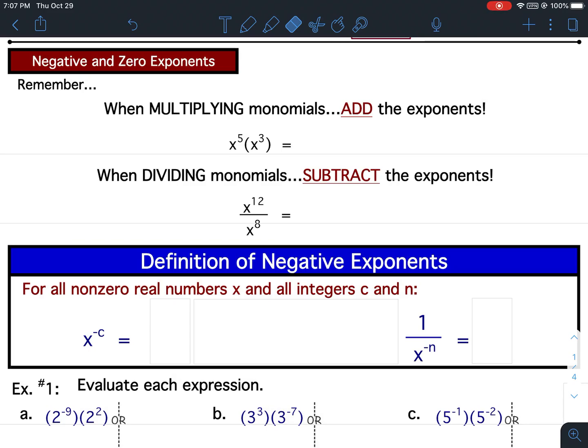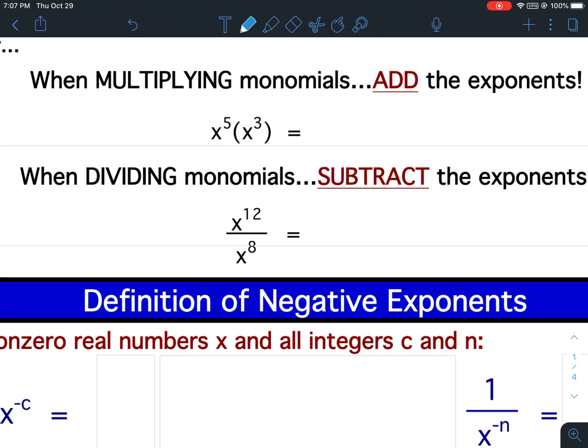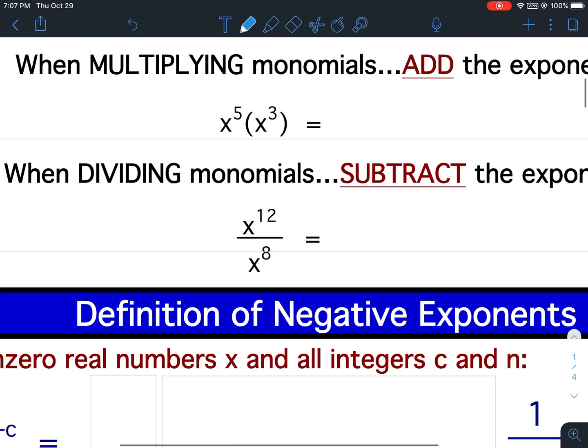Negative and zero exponents, lesson 4.4 notes. First, I want to start off with a quick reminder. When you're multiplying monomials, you add the exponents. So when I've got x to the fifth times x to the third, that would be x to the 5 plus 3, which would give me x to the 8th.